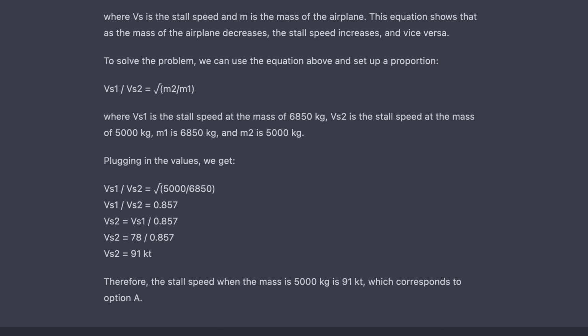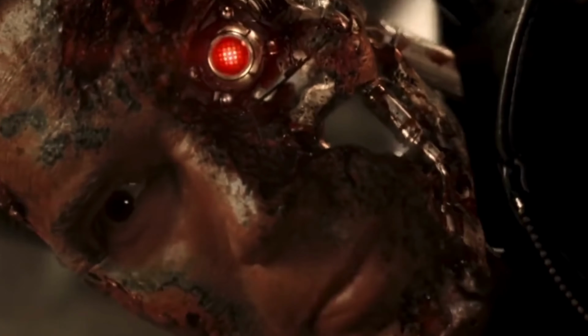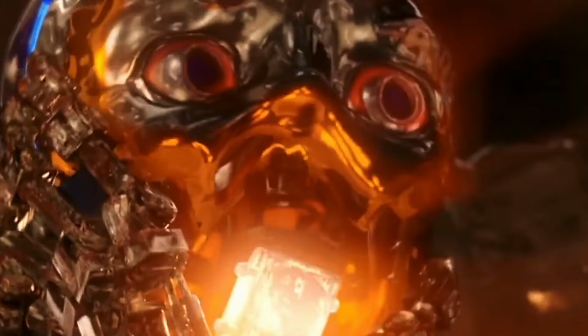So ChatGPT got 3 out of 8 right. It's a colossal failure, let's be honest. It's half the pass mark. You are terminated. I'm not overly worried about my job prospects so far.